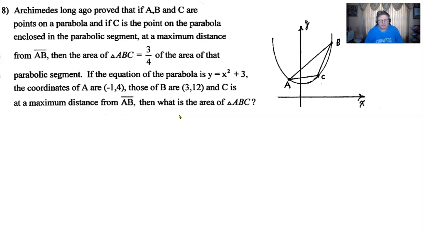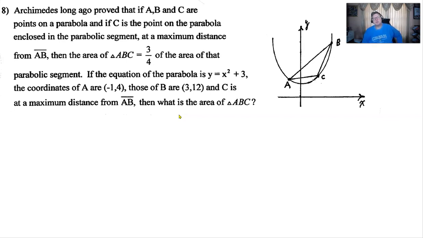It says, Archimedes long ago proved that if A, B, and C are points on a parabola, and C is the point on the parabola enclosed in the parabolic segment at a maximum distance from AB, then the area of the triangle ABC is 3/4 of the area of the parabolic segment. You're given the equation of the parabola as y = x squared plus 3, and the coordinates of A are -1, 4, coordinate B is 3, 12, and that C is indeed the maximum distance from AB. We're asked to find what is the area of triangle ABC.